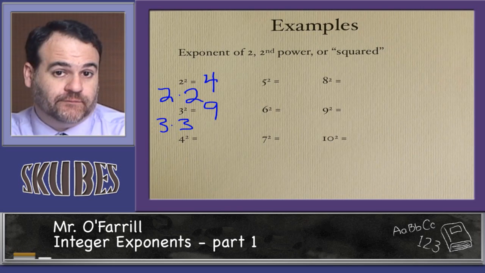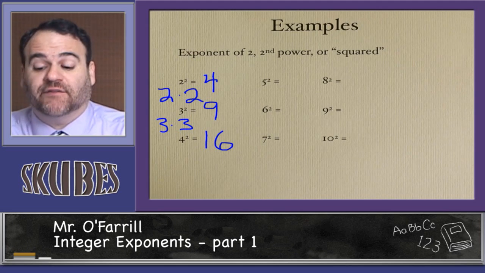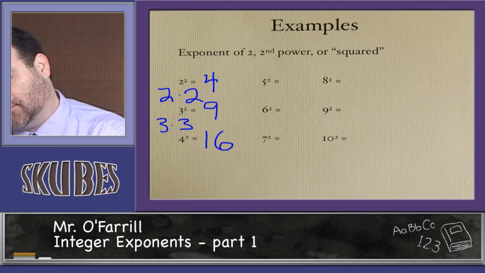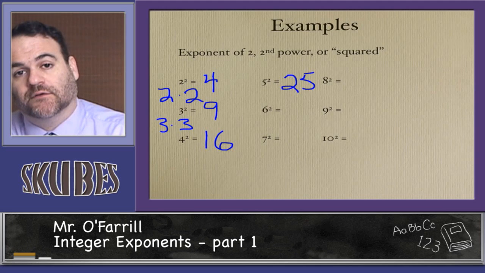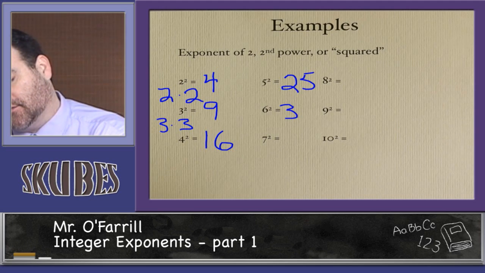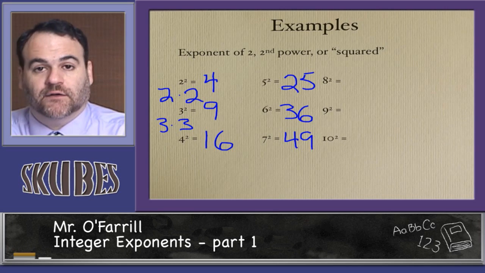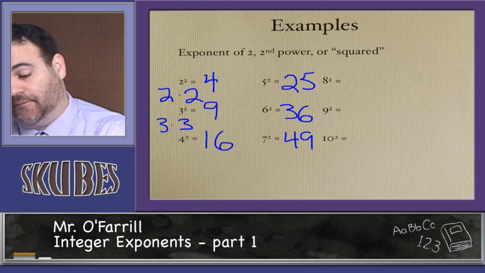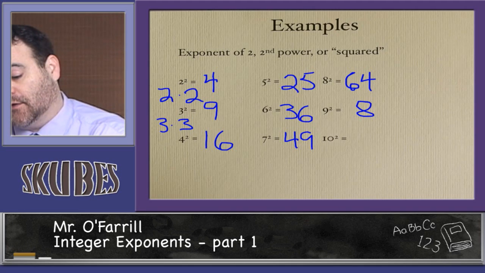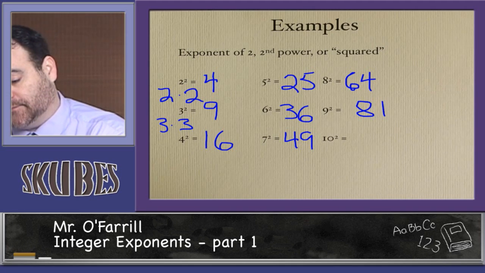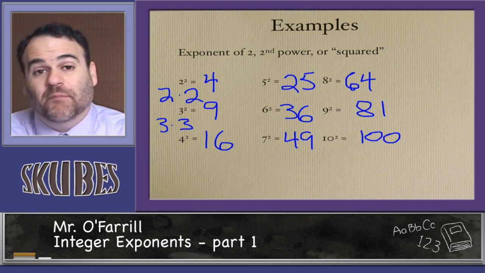What's 4 times 4? 16. 5 squared, or 5 times 5? 25. 6 squared, 6 times 6 is 36. 7 times 7 is 49. 8 squared, 64. 9 squared, 81. 10 squared is 100. And I highly encourage you actually to memorize these.